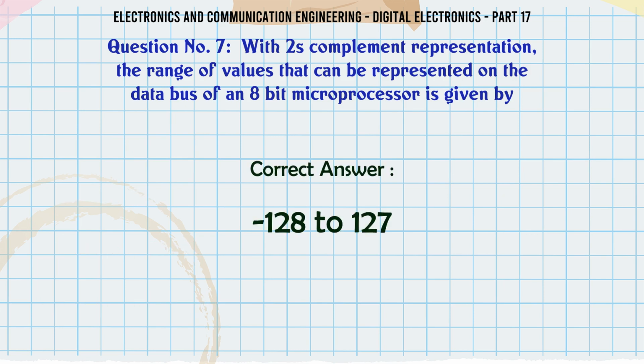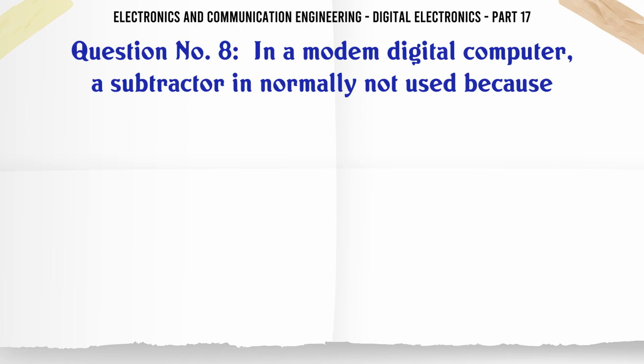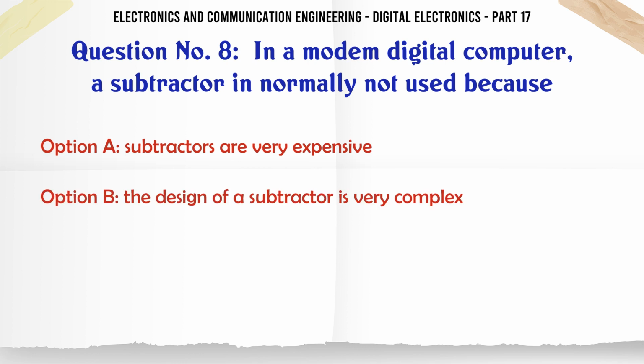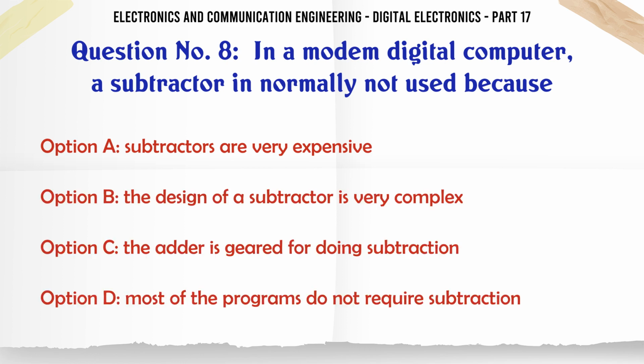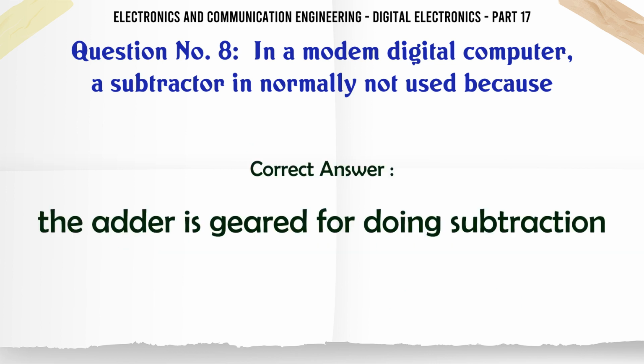-128 to +127. In a modern digital computer, a subtractor is normally not used because: A. subtractors are very expensive, B. the design of a subtractor is very complex, C. the adder is geared for doing subtraction, D. most of the programs do not require subtraction. The correct answer is the adder is geared for doing subtraction.